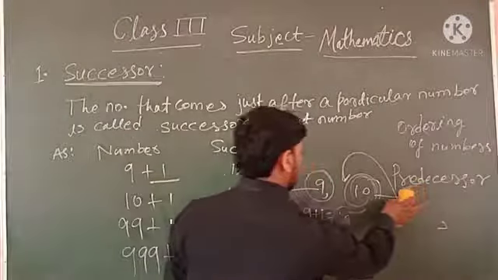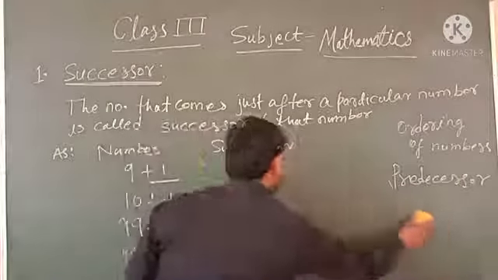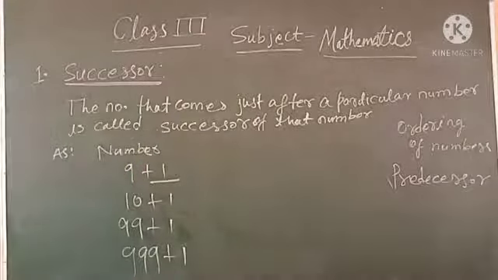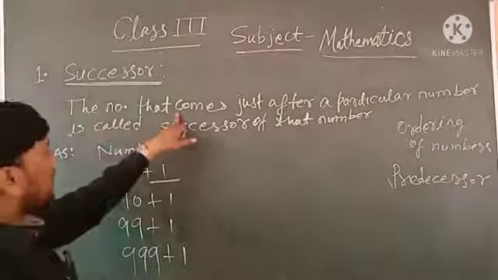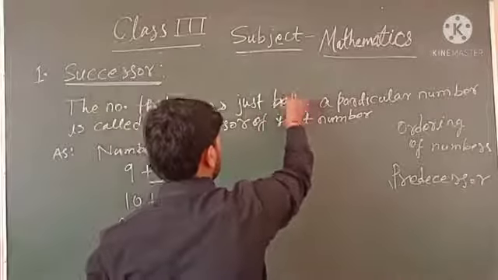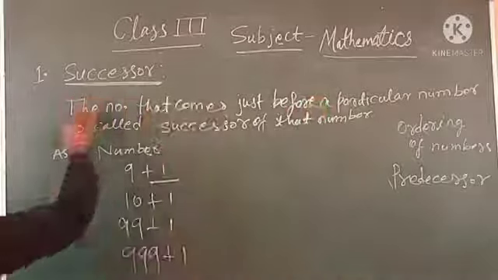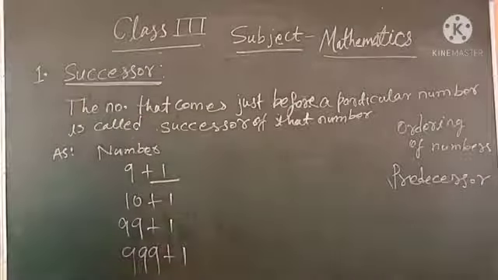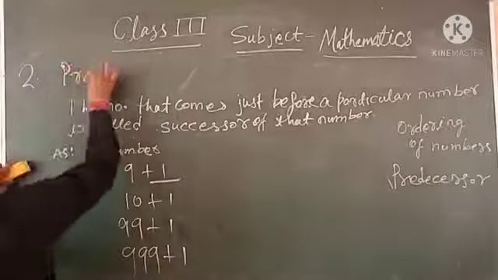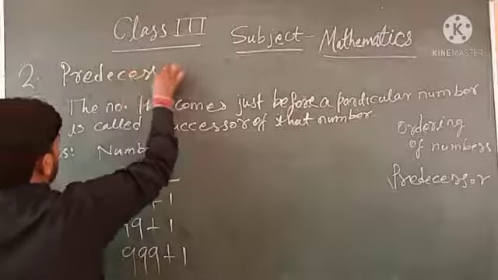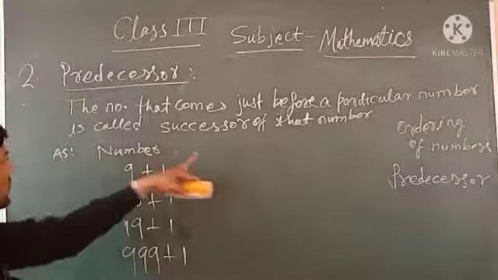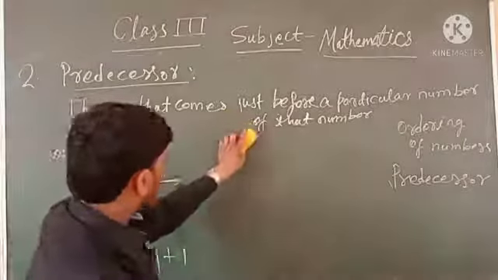Then predecessor. To find the predecessor, we subtract 1. Means the number that comes just before a particular number is called the predecessor of that number.